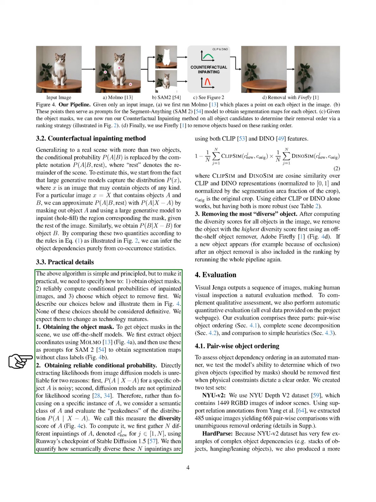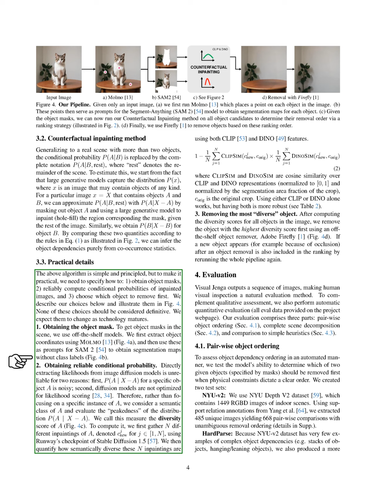1. For obtaining object masks, we utilize existing models. We start by extracting object coordinates using MOLMO, which we then use as prompts for SAM2 to generate segmentation maps without class labels. 2. To ensure reliable conditional probabilities, we recognize that directly extracting likelihoods from image diffusion models can be unreliable. This is due to the noise in the probabilities for specific objects and the fact that diffusion models aren't designed for likelihood scoring.